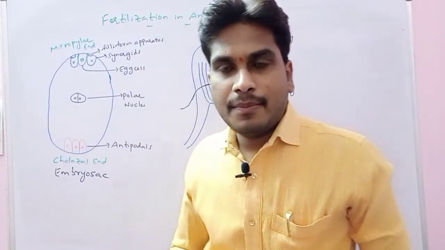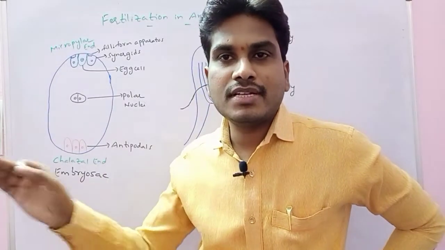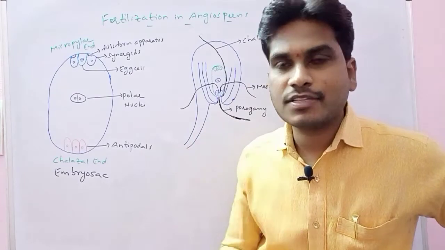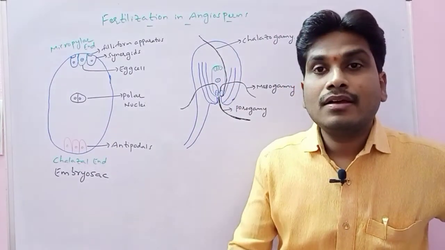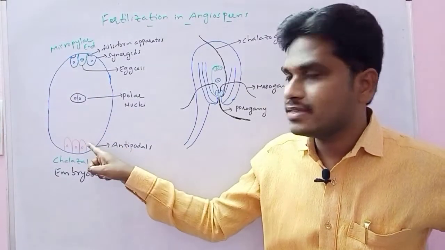The embryo sac is always formed by the megasporogenesis phenomenon. Megasporogenesis gives rise to the megasporangium, and that megasporangium we are calling an embryo sac. The embryo sac is always 7-celled and 8-nucleated. It consists of 7 cells and 8 nuclei.